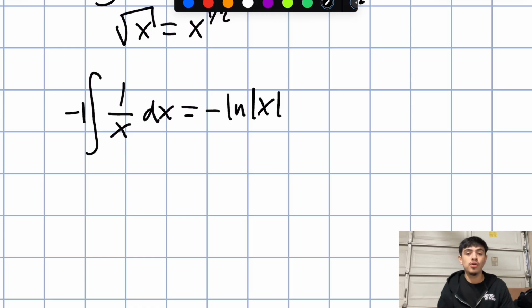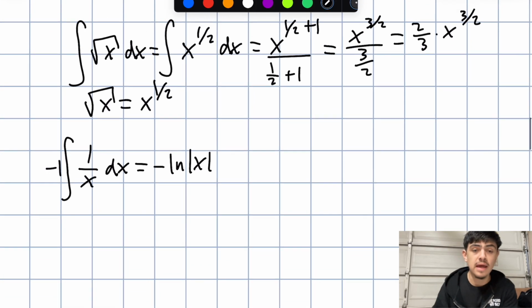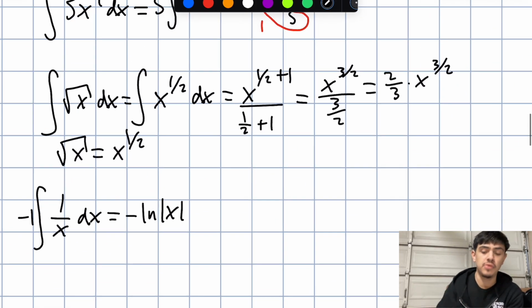That's just a very unique case. Whenever you have a 1 over x, it's always going to be ln of x, natural log of absolute value of x. So let's go ahead and put all these together for our final answer.